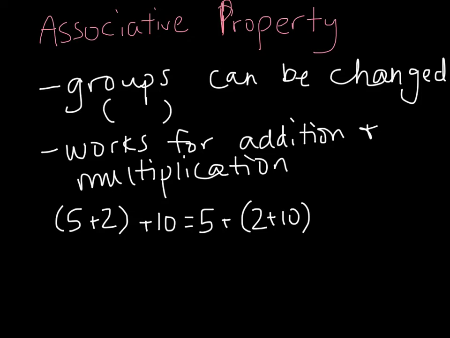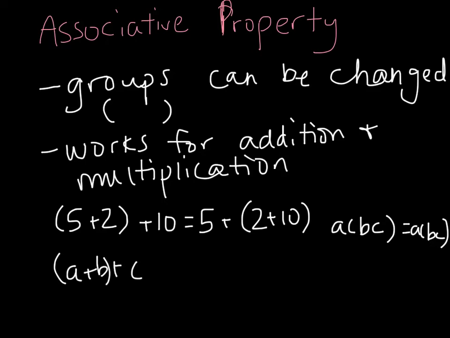This also is true for multiplication. So A times B times C equals A times B times C in parentheses. So it doesn't matter the order, all right? If we use our variables to show us in addition, we have A plus B in parentheses plus C is going to equal B plus C in parentheses and plus A. Okay, that's our associative property.